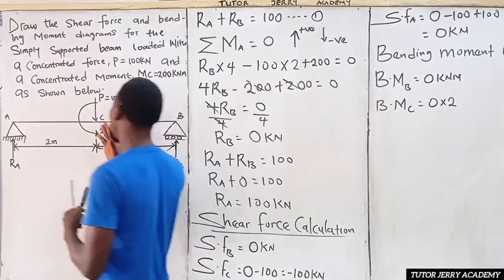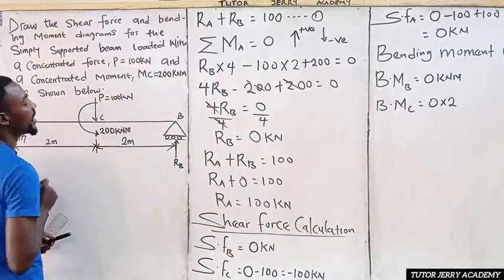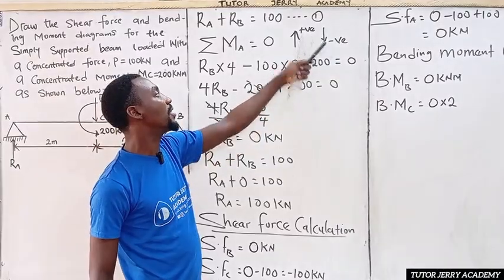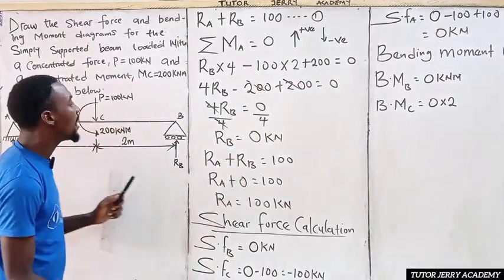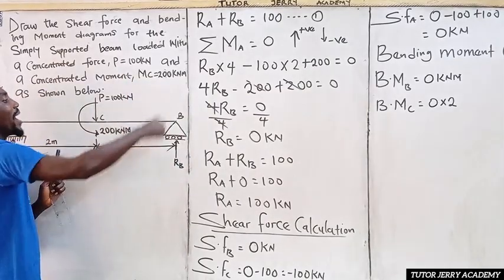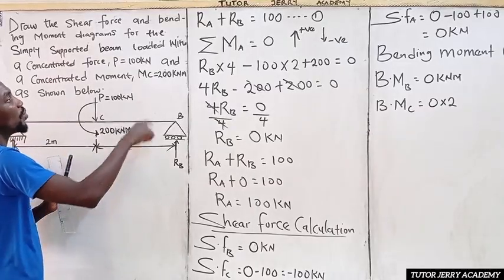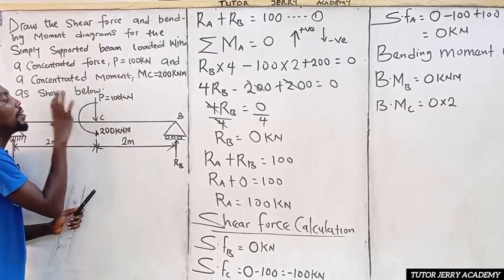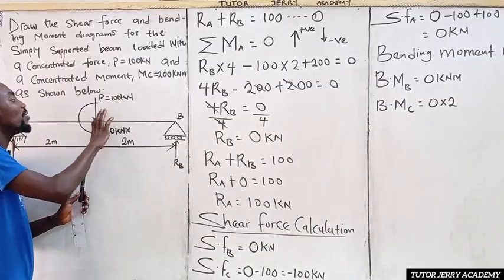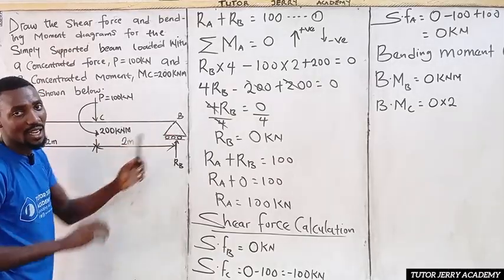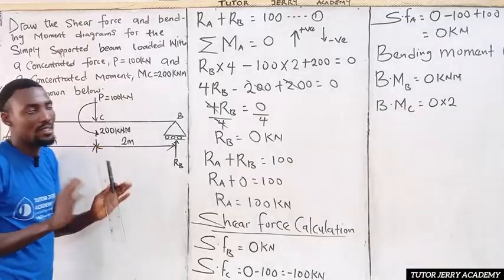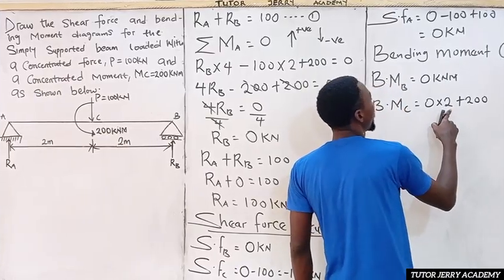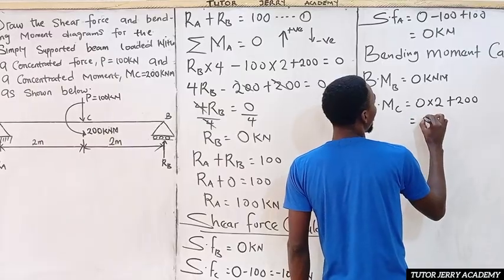But don't forget, at this point we also have a moment, which is 200 kilonewton meter. We are still working with this rule here: upward force positive and downward force negative. And we said our upward force gives us an anti-clockwise moment, so anti-clockwise moment is also positive. This moment here is also anti-clockwise, so it is positive. Because we are dealing with moment at point C, we are going to be adding this to that, because anti-clockwise moment is taken to be positive. So we have plus 200 here. 0 multiplied by 2 is 0, plus 200 is going to give us plus 200 kilonewton meter.